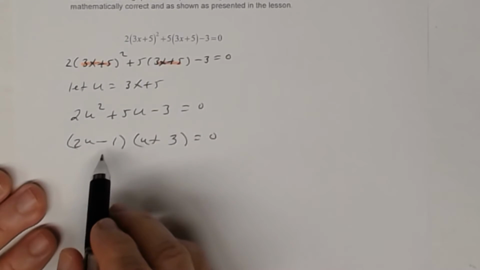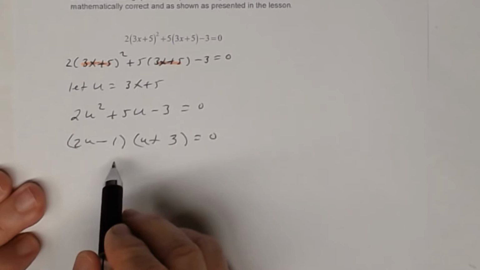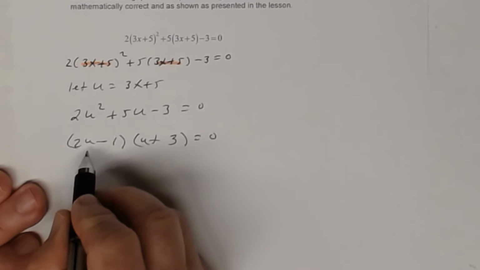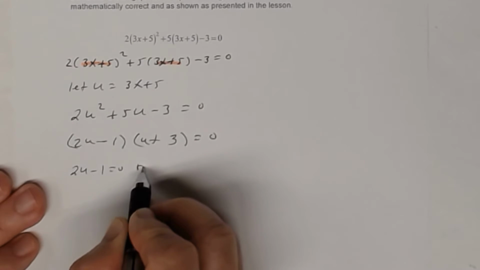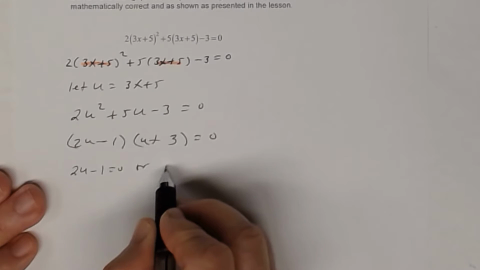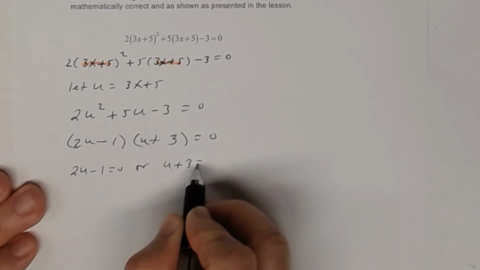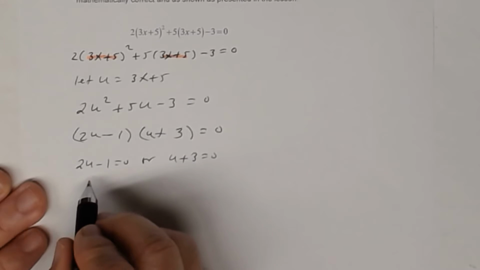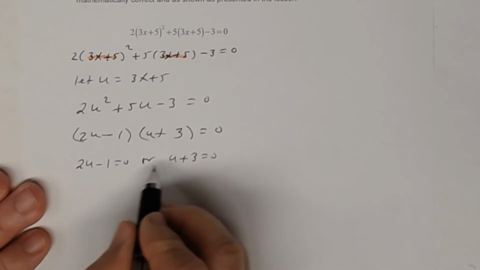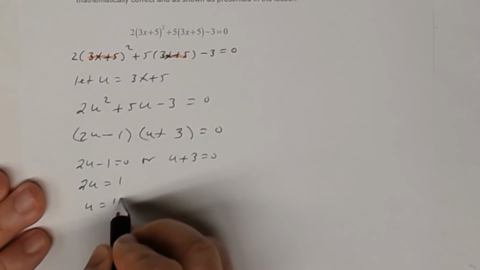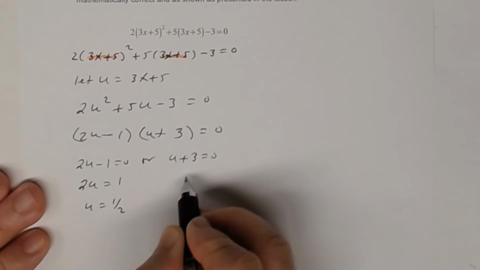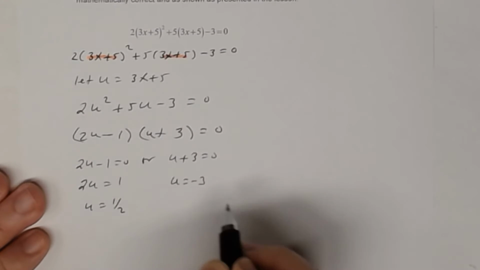All right, so now I have two factors whose product is 0. So that means that one of those factors has to be 0, right? So either 2u minus 1 equals 0 or u plus 3 equals 0. And so now I'll solve for the variable u. So I have these two linear equations, so 2u has to equal 1, which means u has to equal 1/2. Over here, u has to equal negative 3.